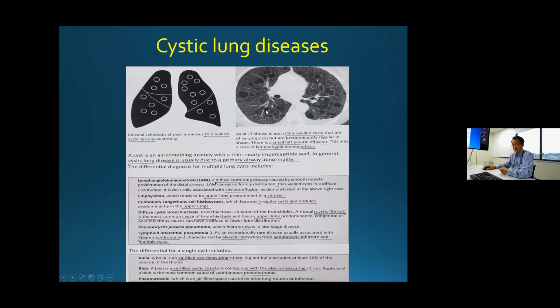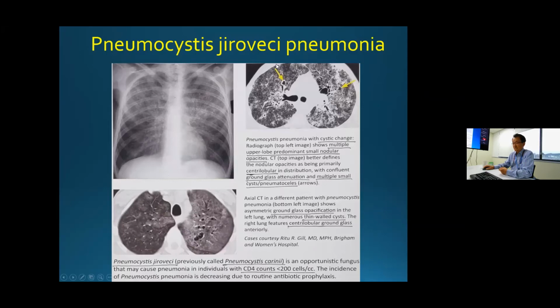A bulla is greater than 1 centimeter. Less than 1 centimeter is called a bleb. So cystic lesions have multiple causes. You have to think about emphysema, histiocytosis, bronchiectasis, or lymphangioleiomyomatosis. And Pneumocystis carinii in the old days, now Pneumocystis jirovecii pneumonia, in AIDS patients shows this kind of interstitial ground glass with multiple small cystic lesions together. It's all the same thing.